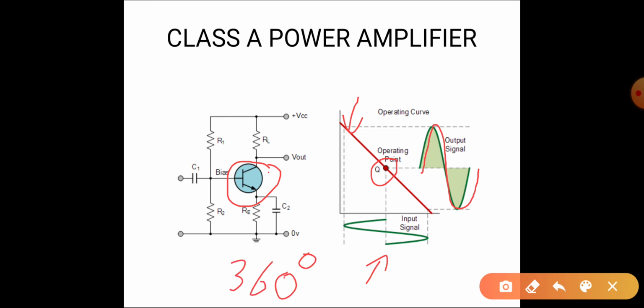So the conduction angle of a class A amplifier is 360 degrees. As we have set the operating point in the middle, we are getting the collector current for all 360 degrees. So this is the class A power amplifier. Just remember, for a class A power amplifier the conduction angle is 360 degrees, or the collector current flows over the full 360 degrees of the input cycle.